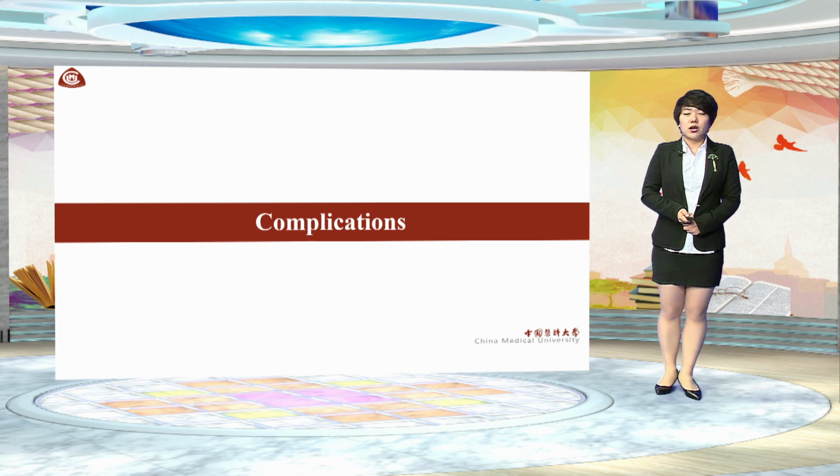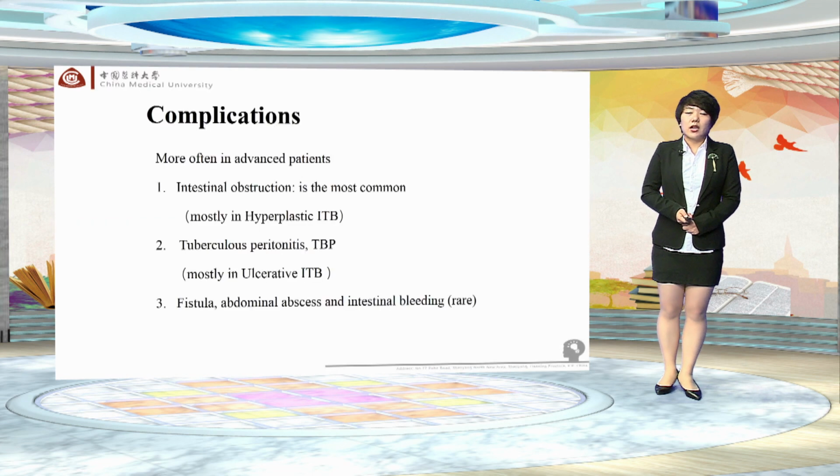Next part, we talk about the complications. Complications occur most often in the advanced stage. The first one is intestinal obstruction. Just now I showed you the picture of the colonoscopy: the lumen is left with only a small part. If it is serious, there will be intestinal obstruction.